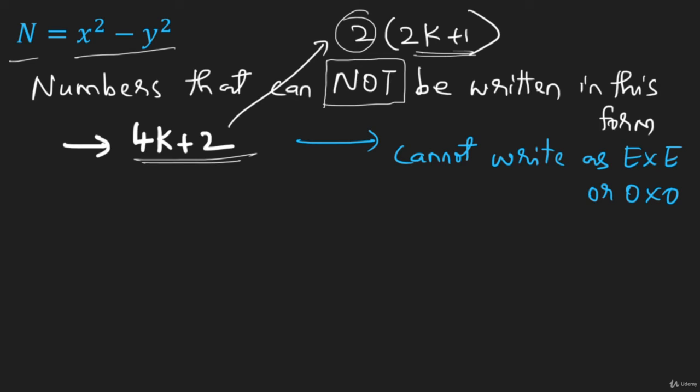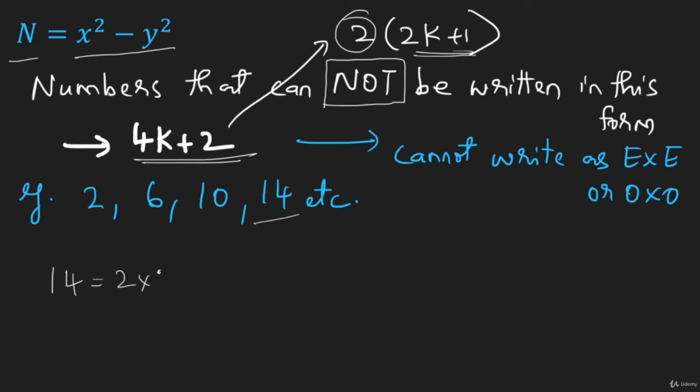Let's take some examples. Say if k is 0, you will get 2. If k is 1, that's 4 plus 2, which is 6. If k is 2, that's 8 plus 2, which is 10. If k is 3, that's 12 plus 2, which is 14, etc. Right? For example, let's take the number 14. So 14 is 2 into 7, and there is no way in which I can write it as even into even or odd into odd.